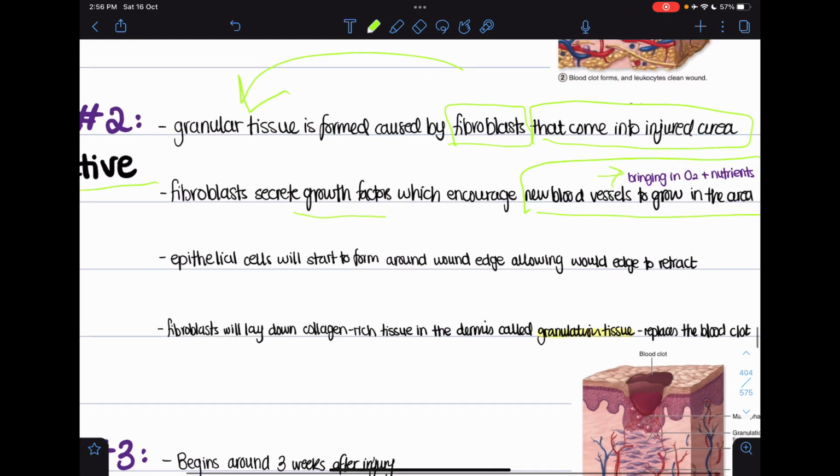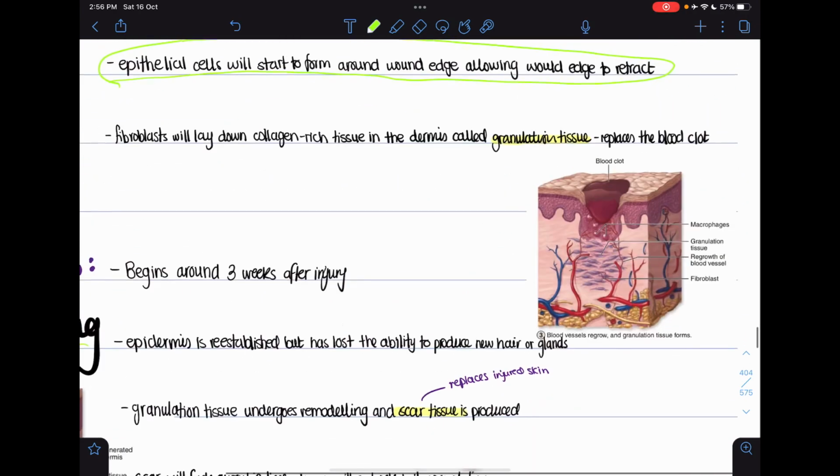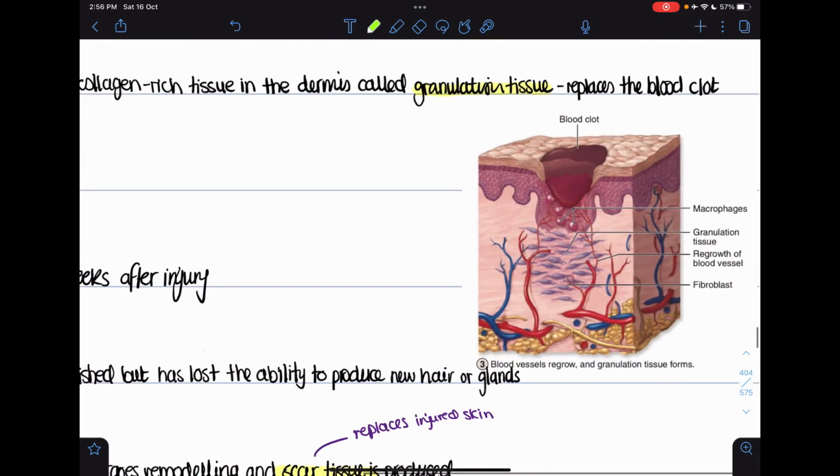And we also have the epithelial cells, which will start to form around the wound edge, allowing the wound to retract. What does retract mean? It means the wound will get smaller, narrower, it will be pulled together. Another very important thing we need to know is that the healing of the wound happens from the bottom up. First the bottom part starts to heal, and then the healing will go up as it heals.